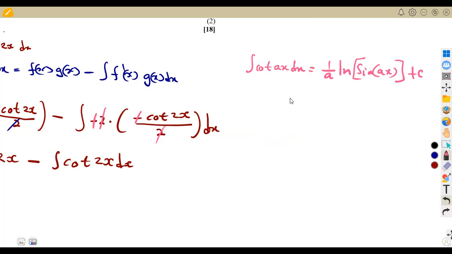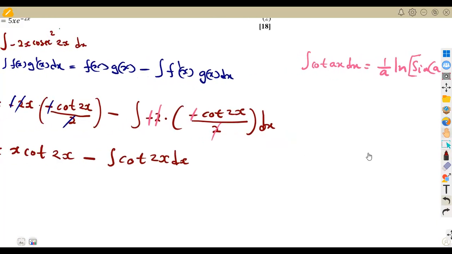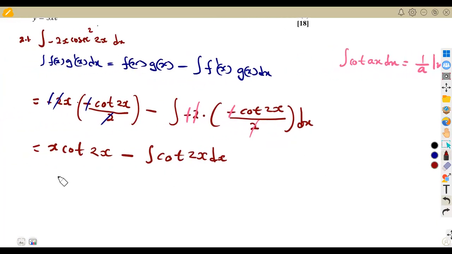That is when you are working with a cot: 1 over a ln of sine ax. If you are dealing with the tan, it's going to be 1 over a ln of sec ax. But for cot, it's going to be like this. So here we are going to integrate this cot 2x using the formula that we have here. All right, no problem. So this is going to be x cot 2x.